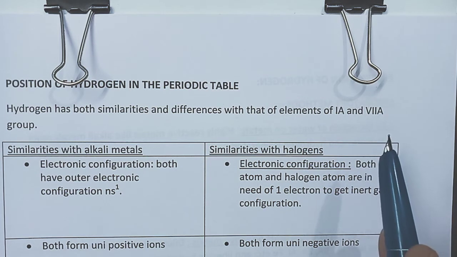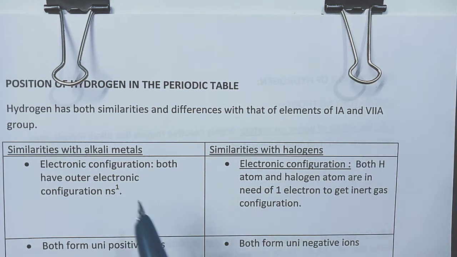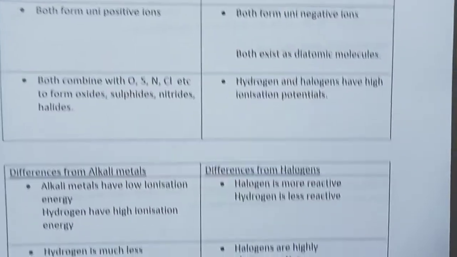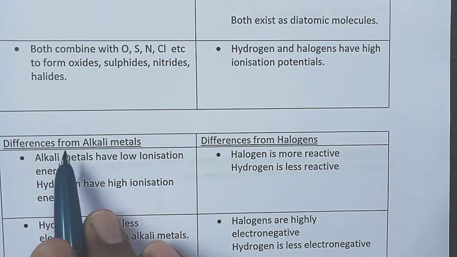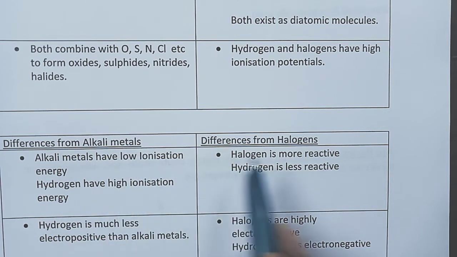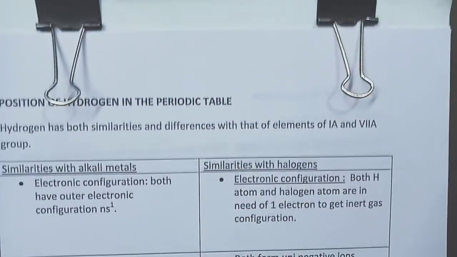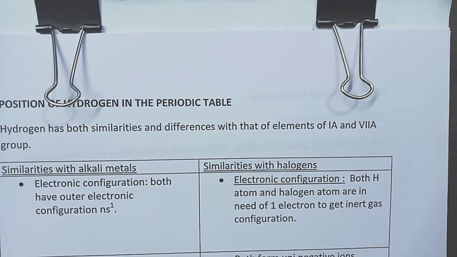First of all, let us understand the similarities of hydrogen with alkali metals and similarities of hydrogen with halogens. Afterwards, we shall discuss the differences of hydrogen from alkali metals and the differences of hydrogen from halogens. Let us start with the similarities.